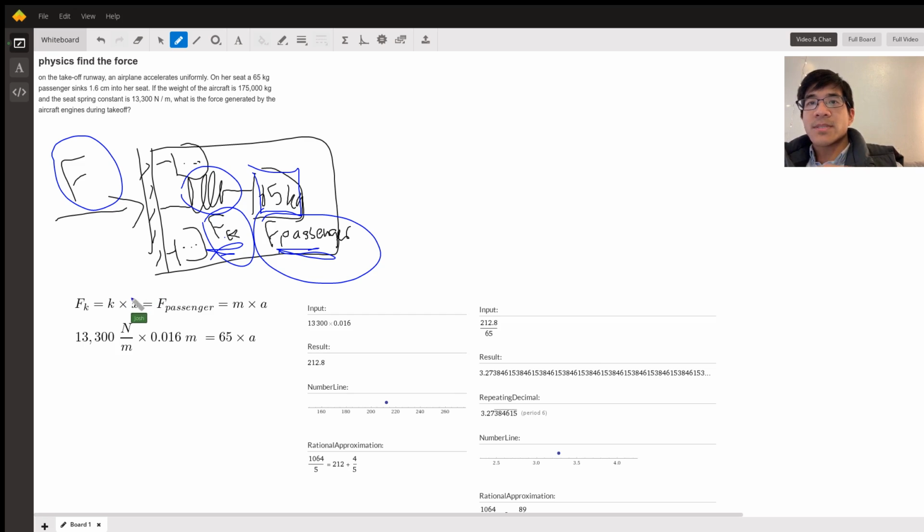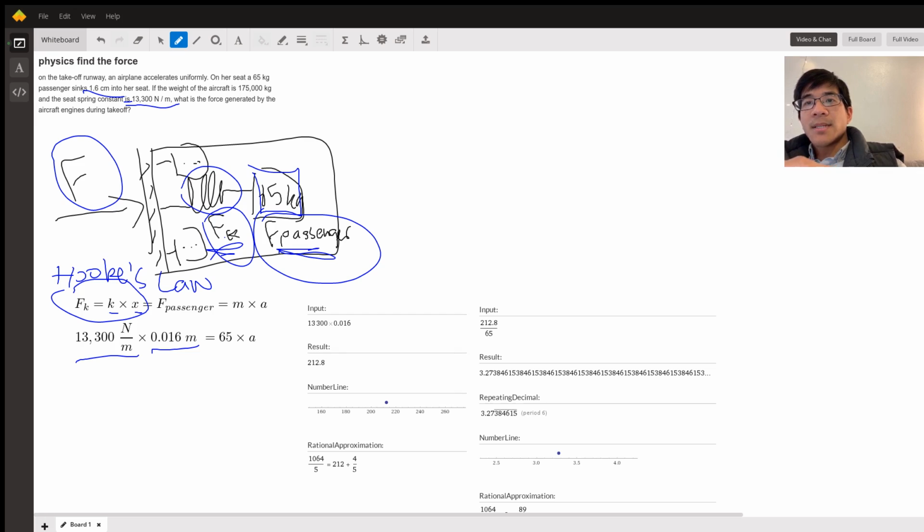The model for the force in the spring is here, and that's what we call Hooke's law. Hooke's law says that the force in the spring is the spring constant K times the displacement on the spring X. The spring constant is given in the problem, and the displacement of the spring is 1.6 centimeters. So what we have here is 13,300 newtons per meter times 0.016 meters. I converted the 1.6 centimeters to meters so that the units are the same.